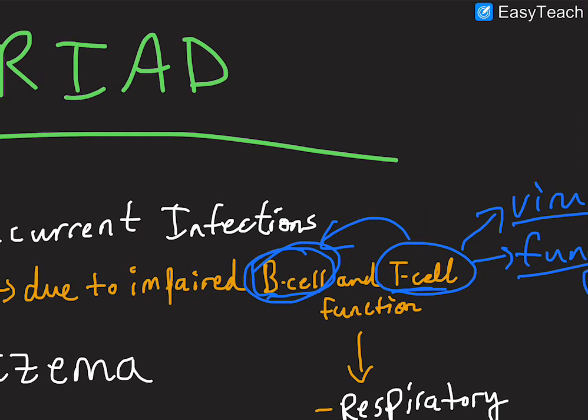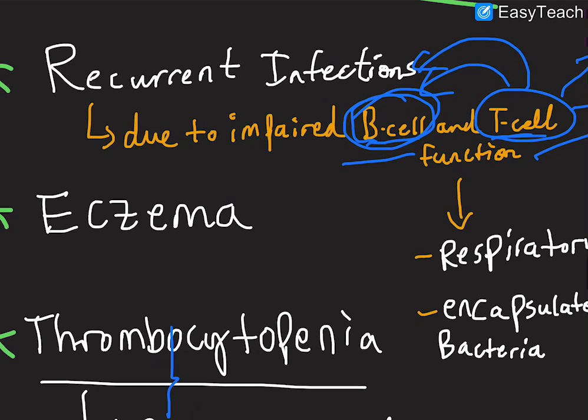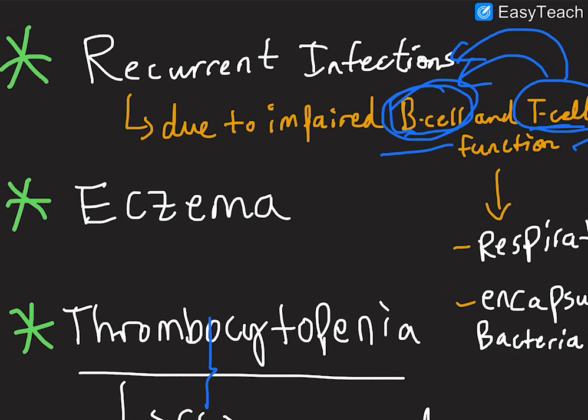So not only do we have dysfunctional and impaired B cells, but due to the T cell dysfunction, you can't activate your B cells, so you have even more B cell dysfunction. And that can lead to recurrent infections because we need B cells and T cells to fight off infections.